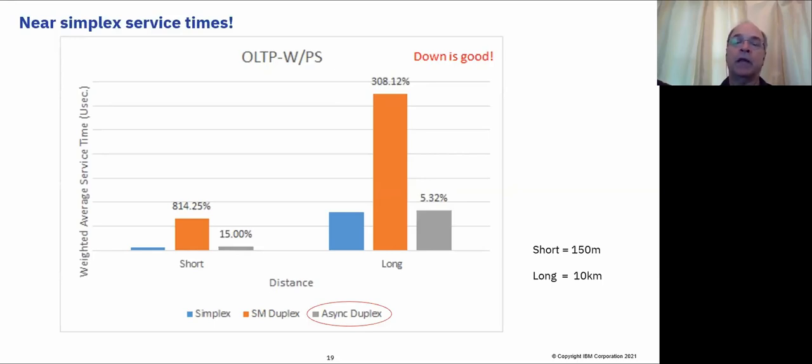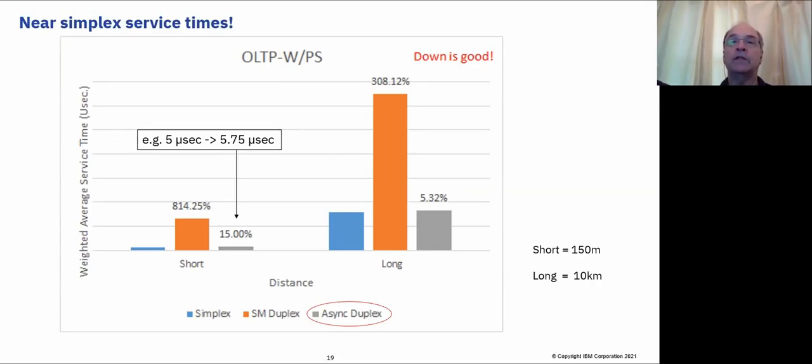Blue is simplex, that is no duplexing. Orange is synchronous SMD, and gray is asynchronous SMD. And you can see that the service time for async SMD is very close to simplex. When I say 15%, I'm imagining a scenario where my normal simplex service time for a lock request is 5 microseconds. And now that lock request is instead something like 5.75 microseconds, 15% higher, which is far better than the orange bar, which shows what's going on with synchronous SMD.